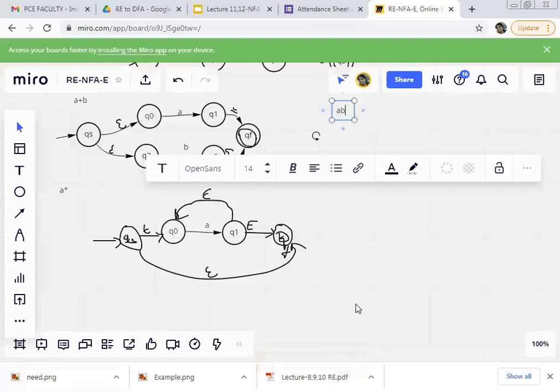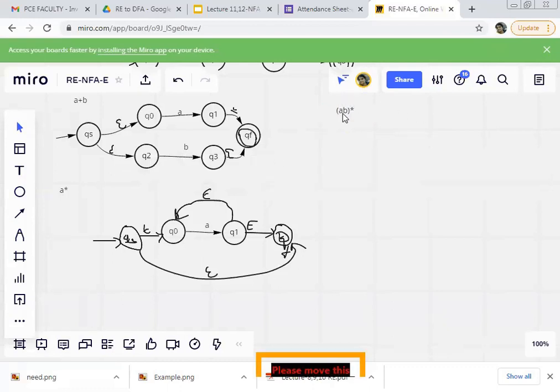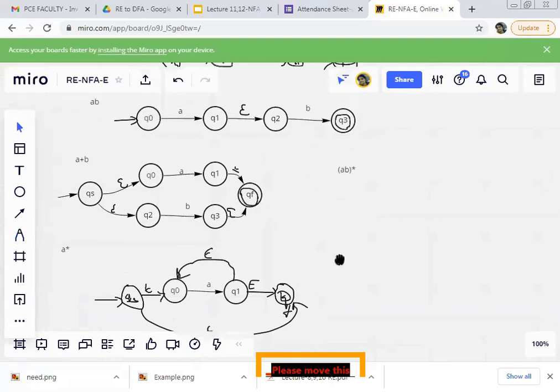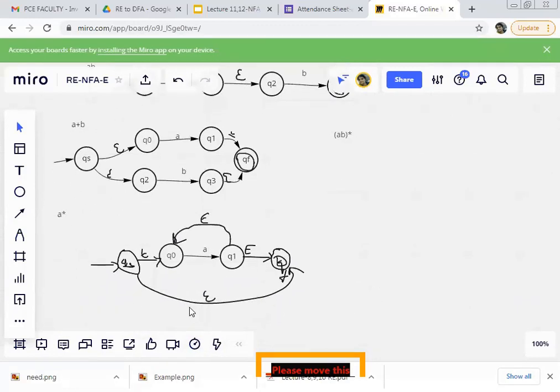If I want to draw AB star, if I want AB star, what will our diagram be now? What will our diagram be? We know how to draw AB, right? We know how to make a star, right?